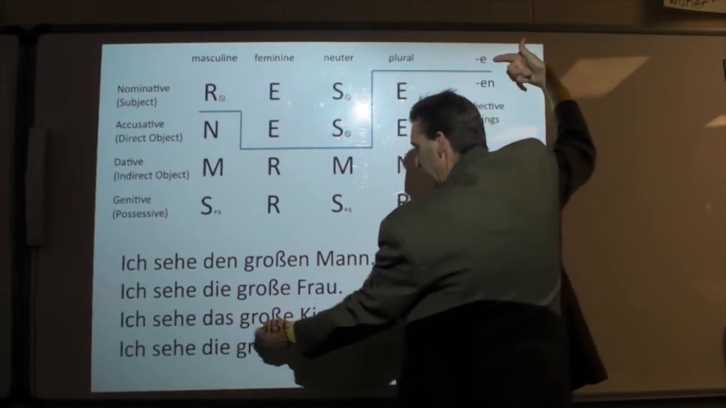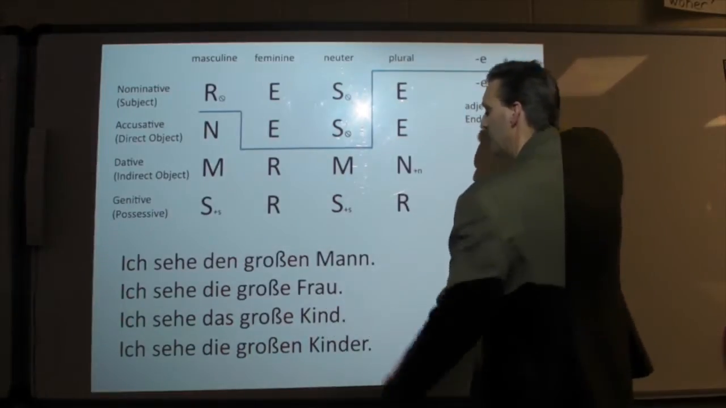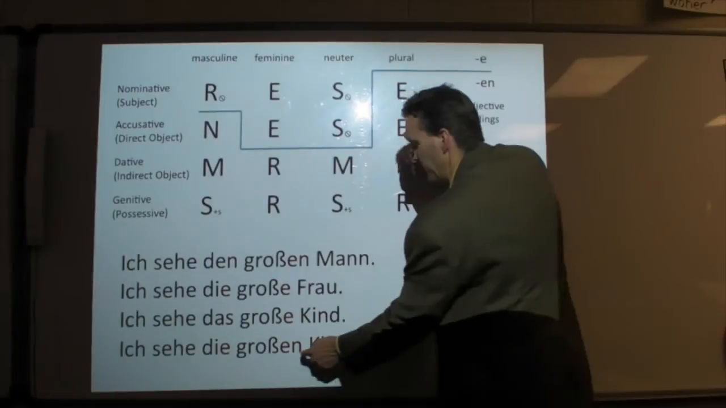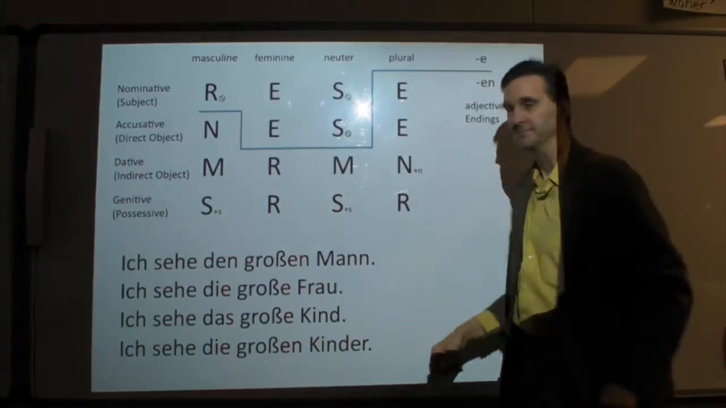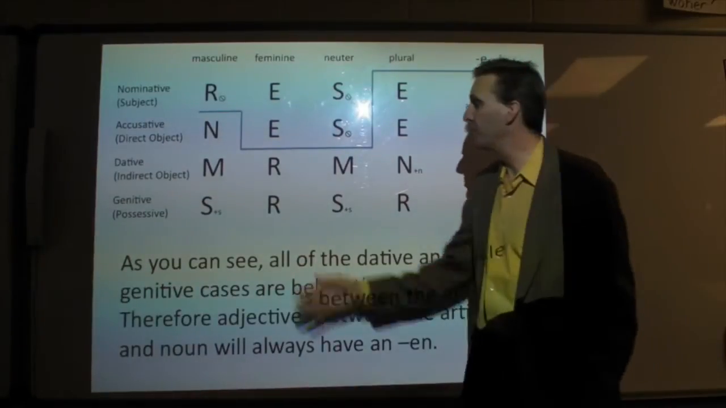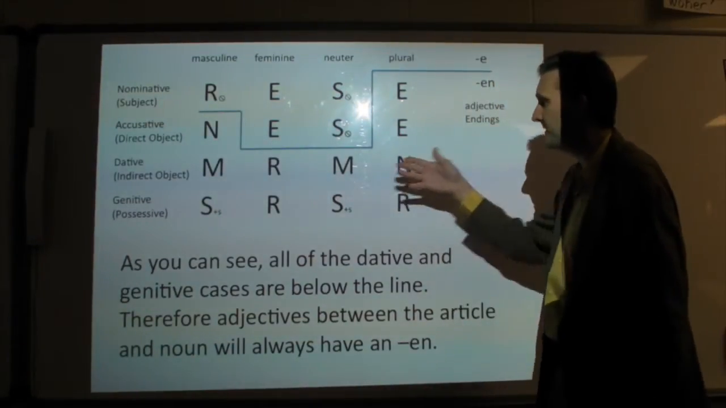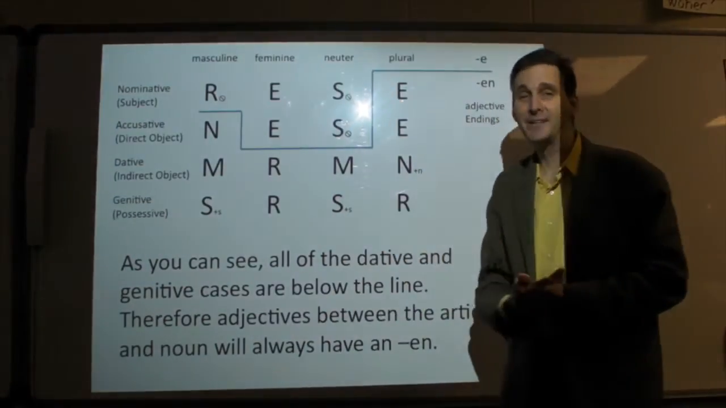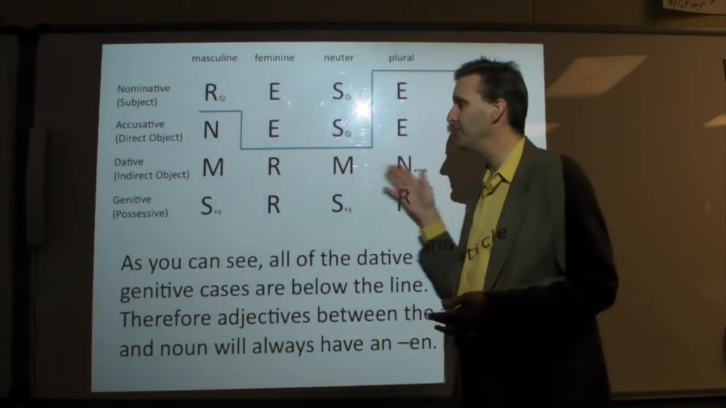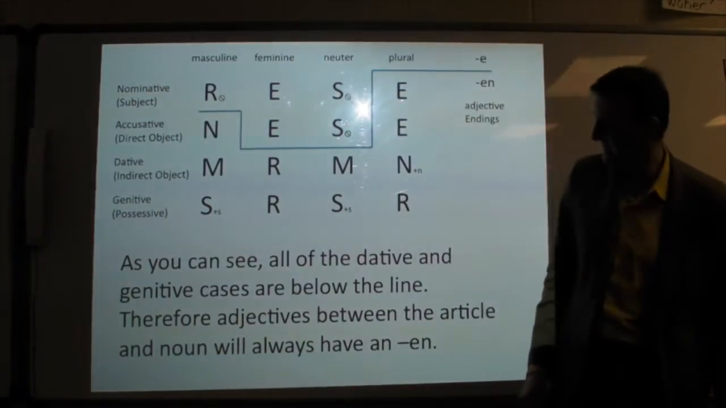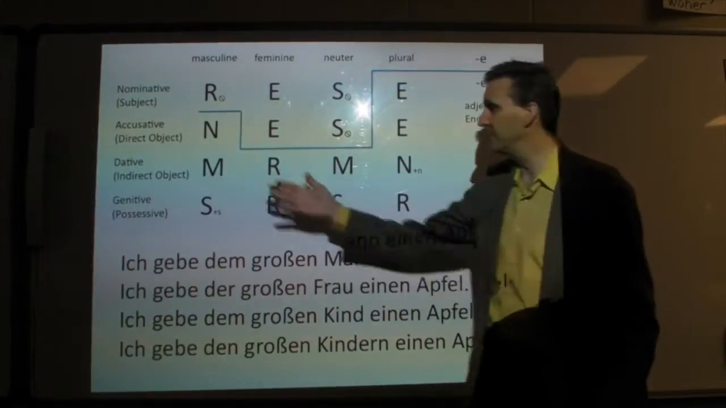So we're going to hit this E over here, große Kind. But the plural is going to be here, which is below the line, die großen Kinder. Okay, just follow the line and you'll get that. And of course, anything in the dative and genitive is automatically below the line. So every adjective you use with dative and genitive is going to be that EN ending automatically. Alright? So, let's look at the dative one.